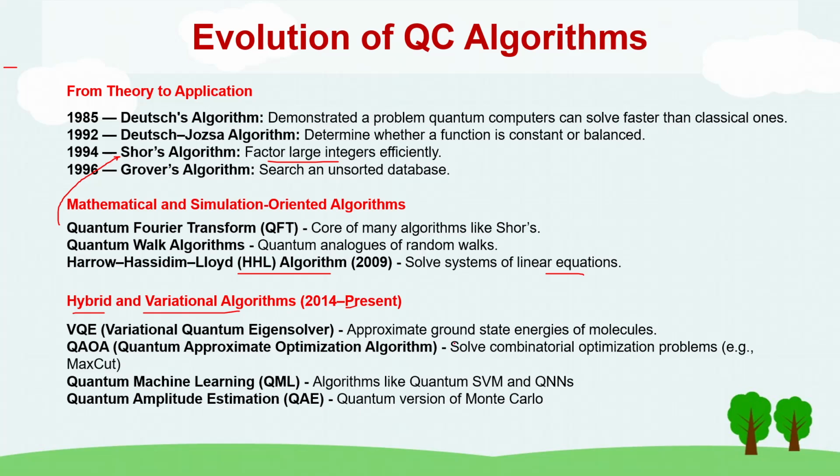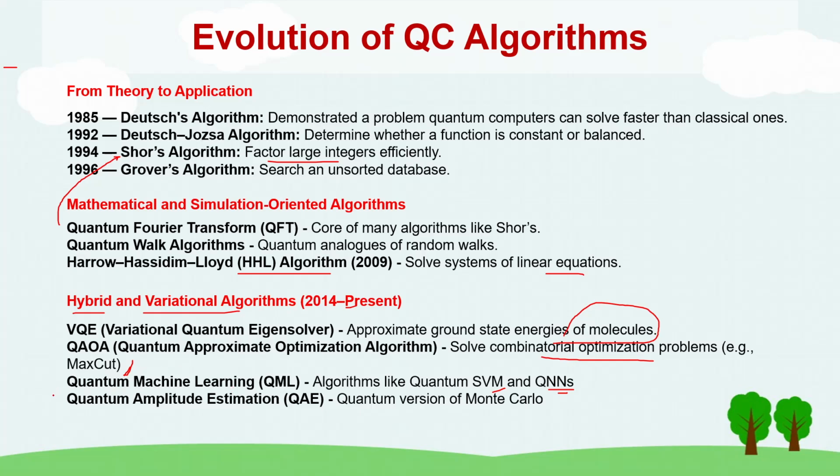Variational quantum eigensolver is used for modeling molecules. QAOA helps to solve combinatorial optimization, for example the max-cut problem, which you may be familiar with. Then quantum machine learning algorithms are there for both support vector machines and neural networks. And nowadays even finance people use quantum computing, particularly the quantum amplitude estimation algorithm. It works like Monte Carlo simulation for them, but in a much more efficient way.